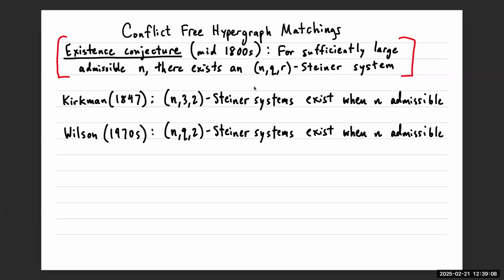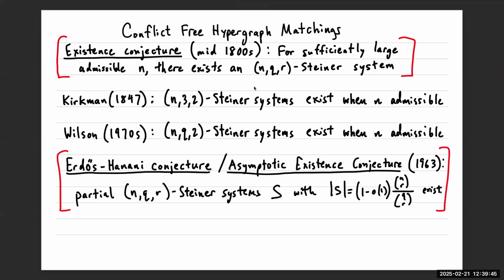So yes, meaning there exists a 3-uniform hypergraph where every pair of vertices is in exactly one edge. That's what a Steiner triple system is, or an (n,3,2) system. Okay, a 3-uniform hypergraph where every pair of vertices is in exactly one edge. And Wilson proved that (n,q,2) Steiner systems exist when n is admissible. So q-uniform hypergraphs where every pair of vertices is in exactly one edge. But the general problem of (n,q,r) was unknown.